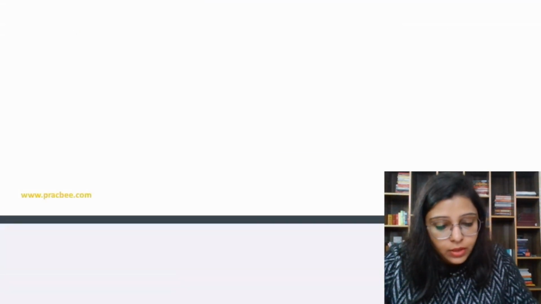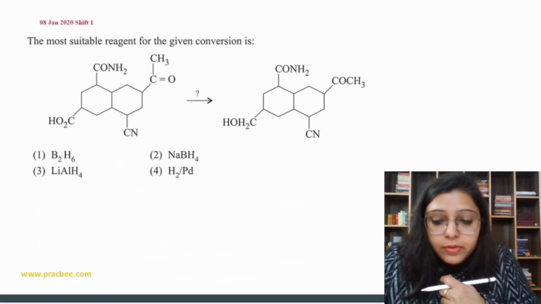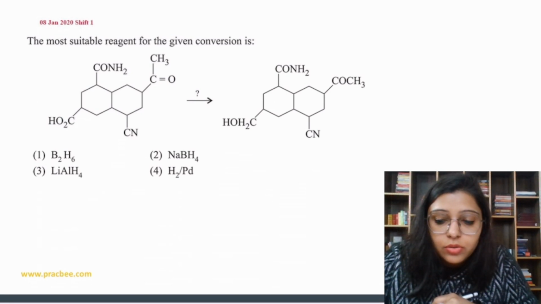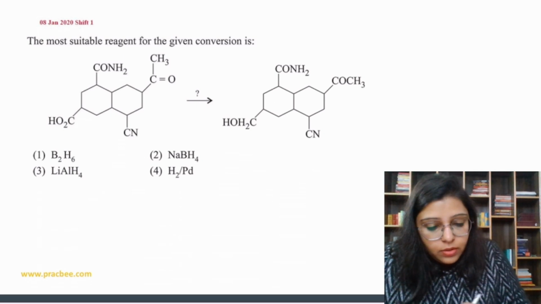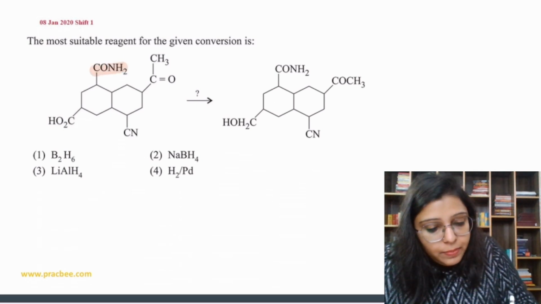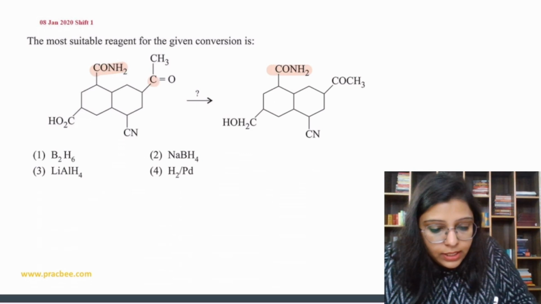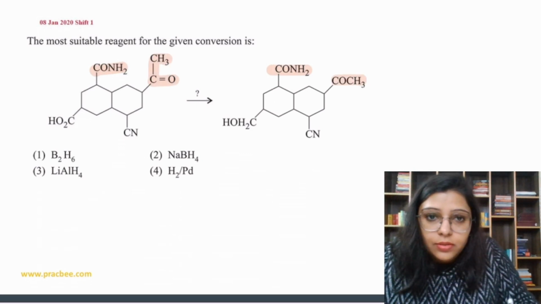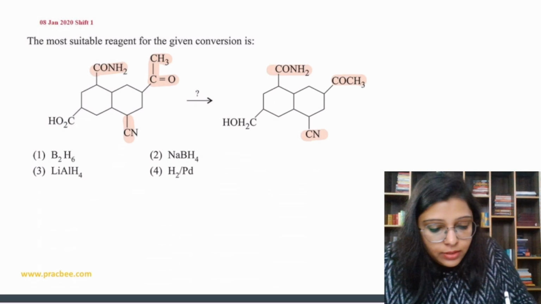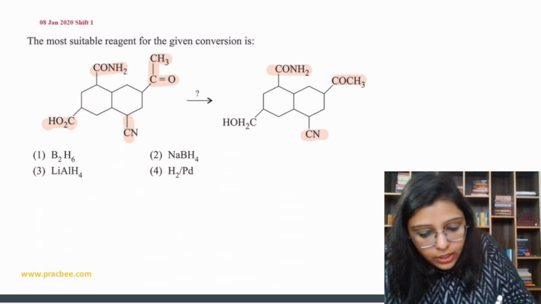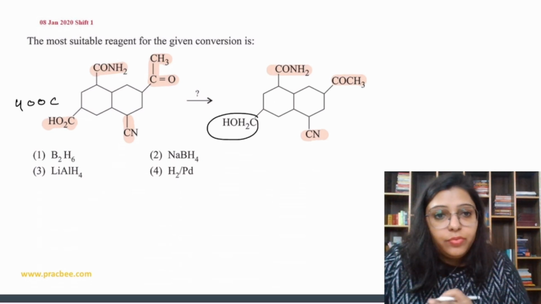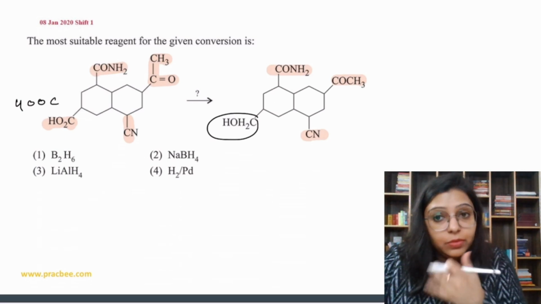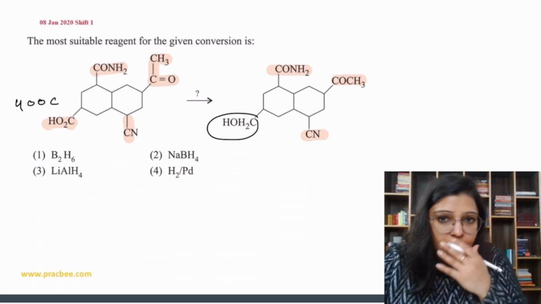Now next question, the most suitable reagent for the given conversion is. How to solve this? See, amides remain amides, C double bond O CH3 remains this, cyanide remains cyanide, and COOH, it means carboxylic acid, is converted to CH2OH. Now if you don't know the function of any reagent, if you don't know how to relate it, just use the elimination method.